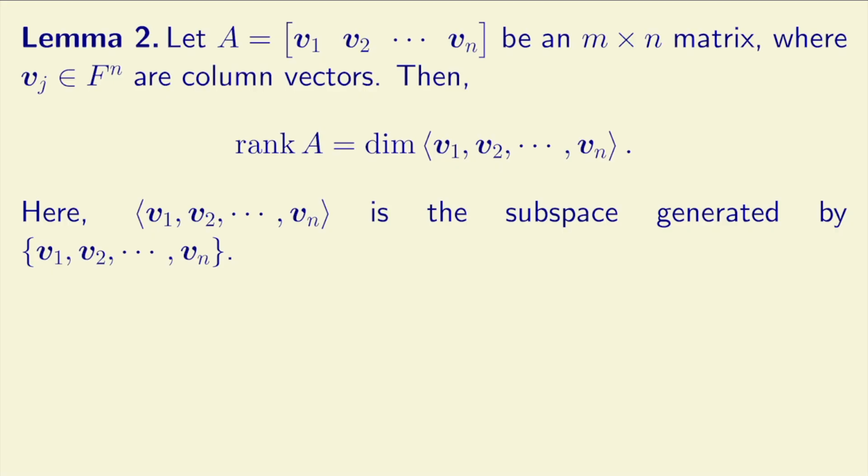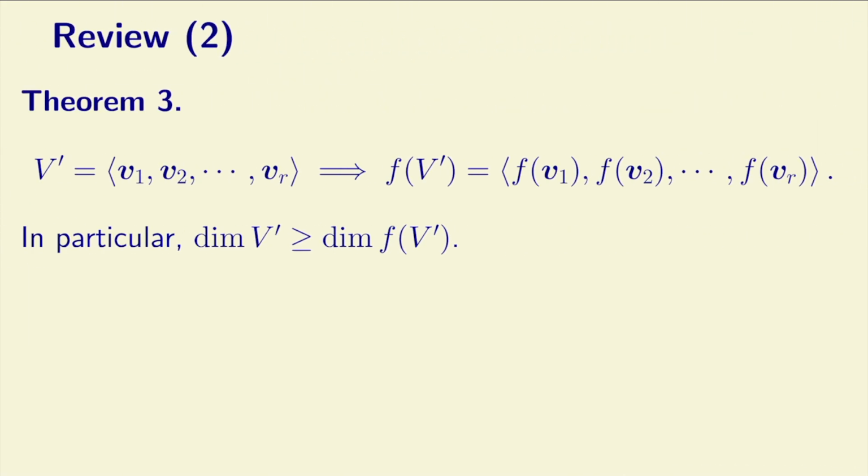That makes sense. And this next one, Theorem 3, it just solidifies that idea. If a subspace V prime is generated by a set of vectors, then the image of that subspace is generated by the images of those same vectors. Oh, that's pretty intuitive. You just apply the transformation to the basis vectors, and that gives you the new transformed space. Right. And it also says that the dimension of the original subspace is greater than or equal to the dimension of the transformed subspace.